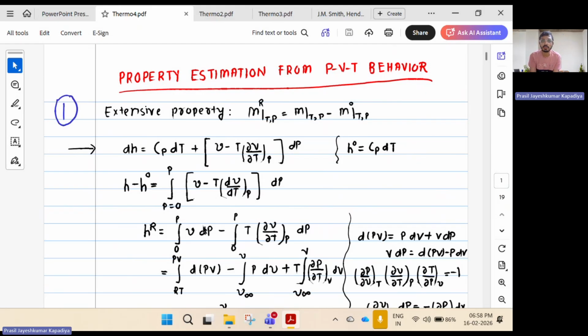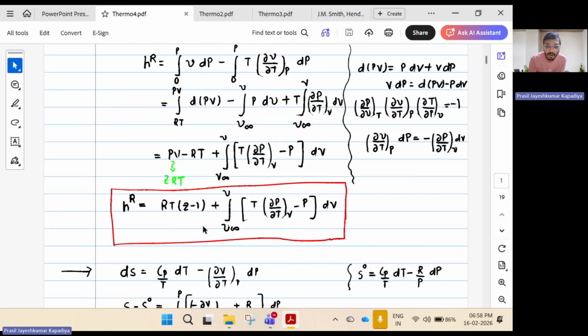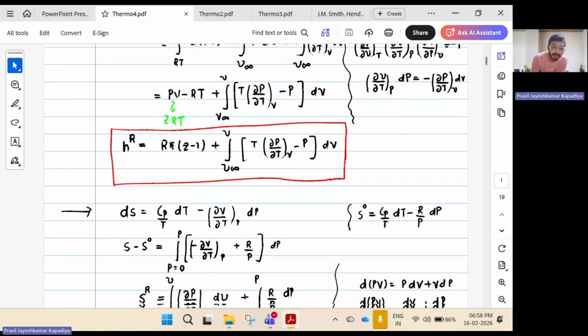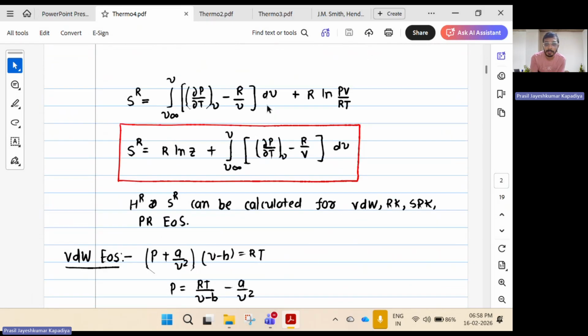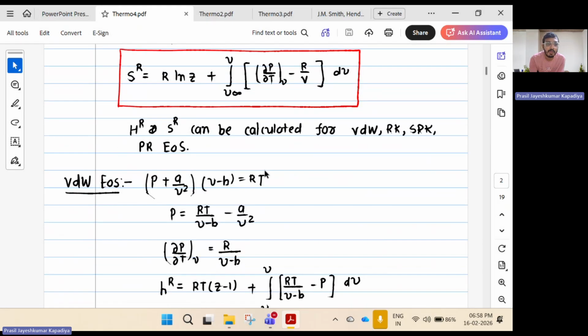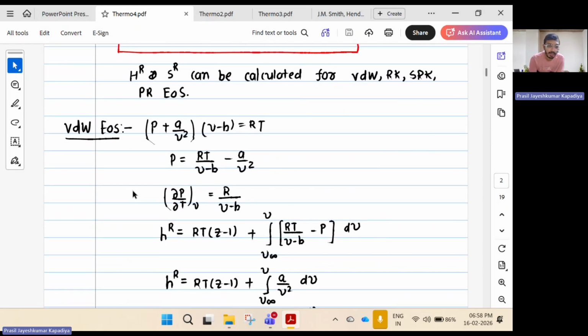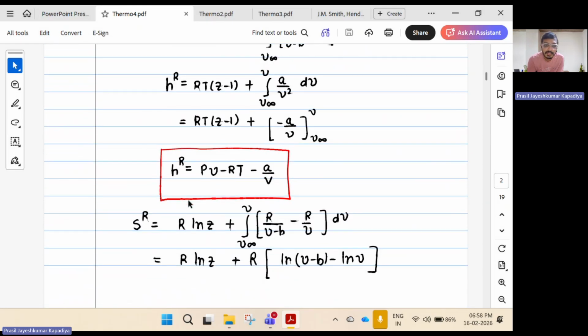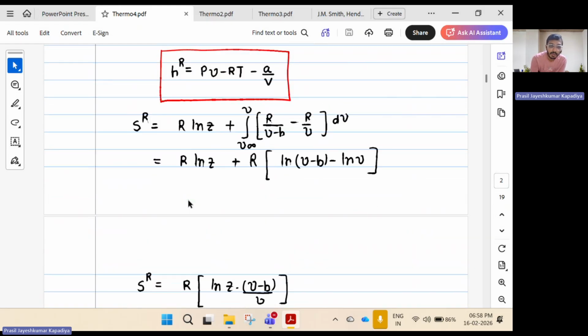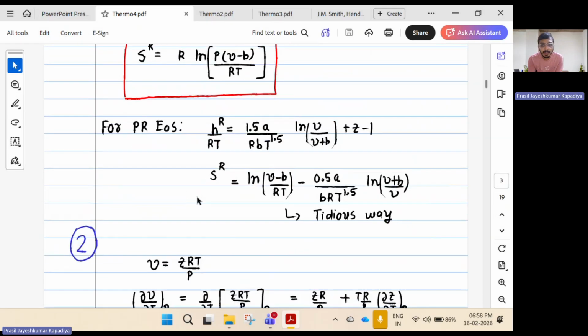We looked at Van der Waals equation of state, SR equation of state, SRK equation of state, RK equation of state, and Peng-Robinson equation of state. In this first way, we derived the values of residual enthalpy and residual entropy, and we substituted this del P del T at constant volume term for various equations of state. For Van der Waals we found this out, and then we had a look at Peng-Robinson equation of state.